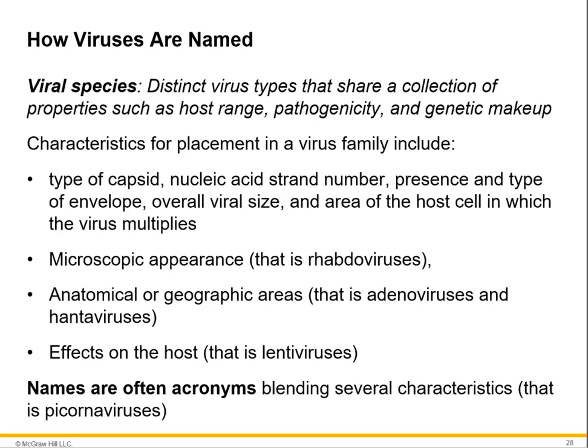Now, a viral species is a distinct viral type that shares a collection of properties such as the host range, so what cells it can infect, what animals it can infect, or organisms, I should say. Its pathogenicity, so how likely is it to infect you? And its genes. There's a bunch of different characteristics for placement in a virus family. Don't worry too much about this. Just know that it's complicated.